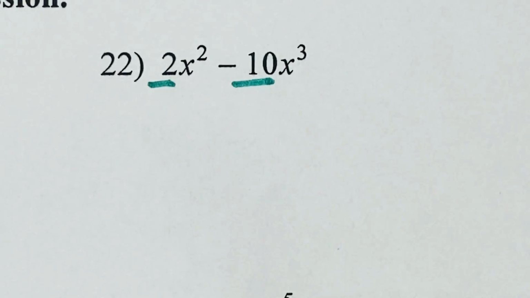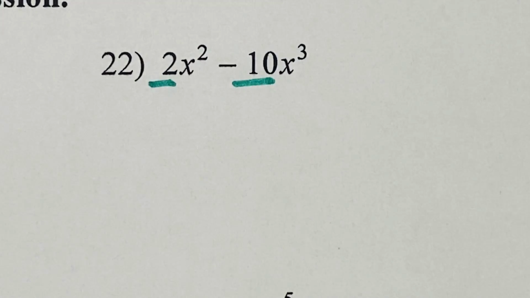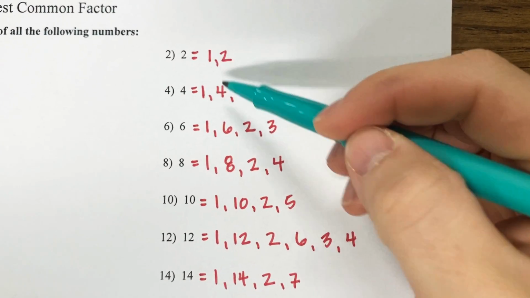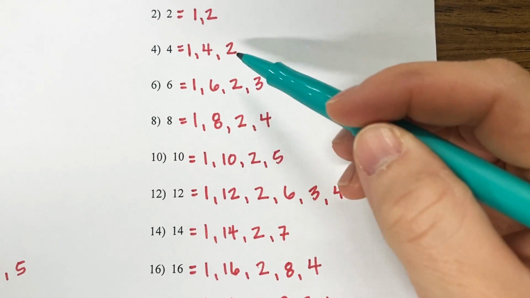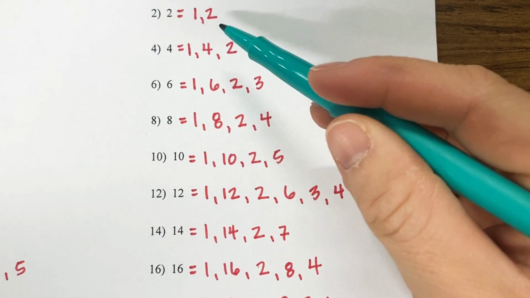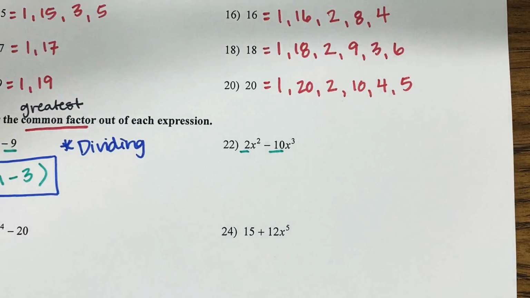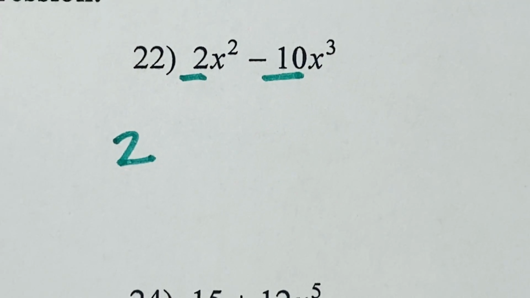Look at your lists for 2 and 10. What is the biggest number that's on both of those lists? Let me zoom out and show you what I mean. If I look at my list for 2, I see it has 1 and 2. If I look at my list for 10, I see it has 1, 10, 2, and 5. I see they both have the 2, and that is the biggest one that they both have. They both have the 1, but we want the biggest one. So we can factor out a 2. But we're not quite done factoring.